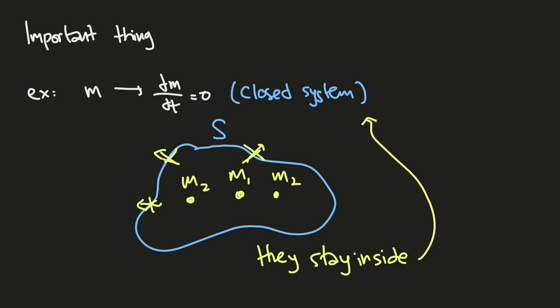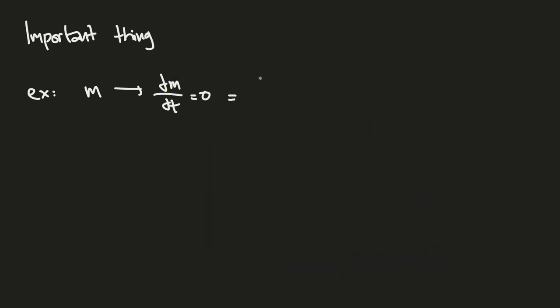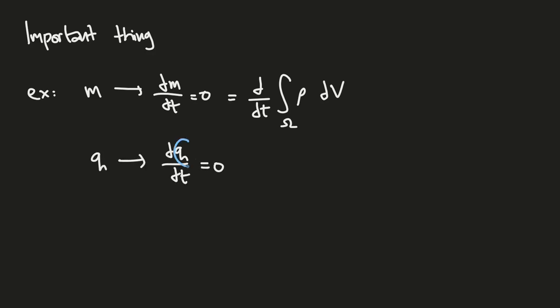So here, to be precise, this tells us about the total mass inside the system, which equals this equation if there is mass density. The next one, for charge, has a similar analog to mass as this equation, where Q here is total charge, and of course it equals 0 in a closed system.